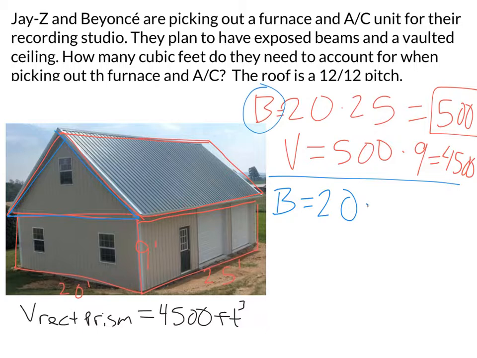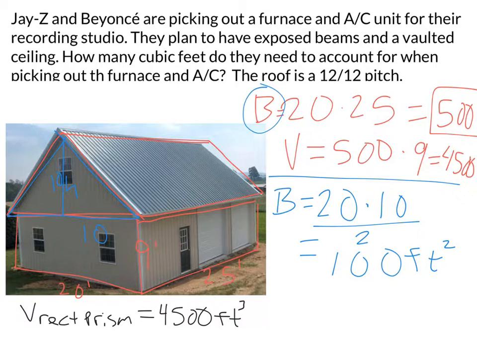Times my height. Well, what's my height? I think I remember. Okay, so if that whole thing is 20, then this is 10, and since it's a 12-12 pitch, the rise and run are the same, so that height is also 10. So times 10 over 2, that's the area of my base, so it's 100 feet squared, all right? If I plug in my calculator, 20 divided by 2 is 10, times 10 is 100. That's the area of my big base of this triangle.